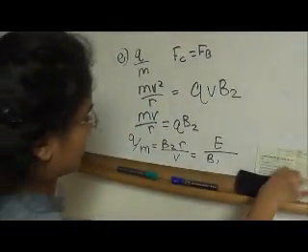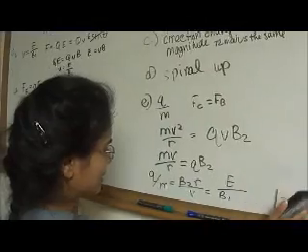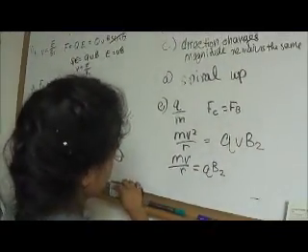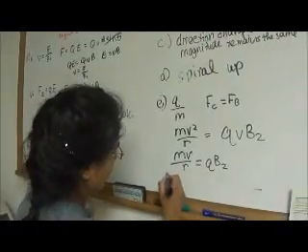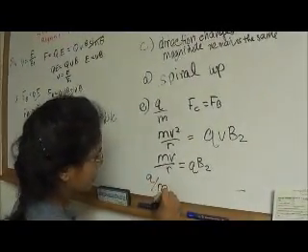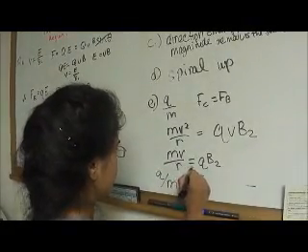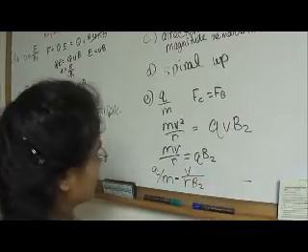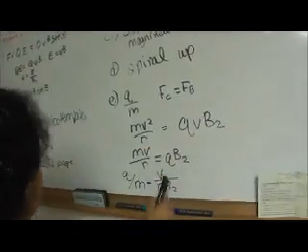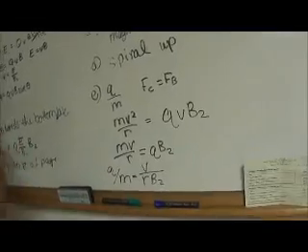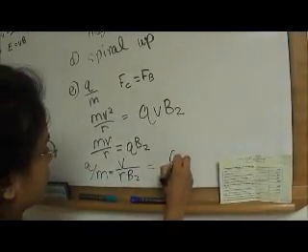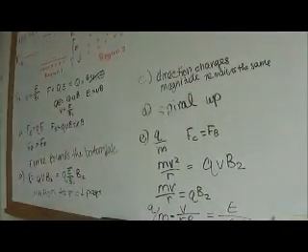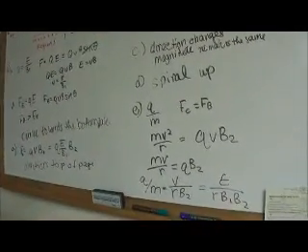Hold on, sorry. That was incorrect algebra. One second. If we divide that, Q divided by M will be V divided by R times B2. And we substitute in V, which is equal to E over B1. And we get E over R B1 times B2, and that is the final answer for part E. Thank you.